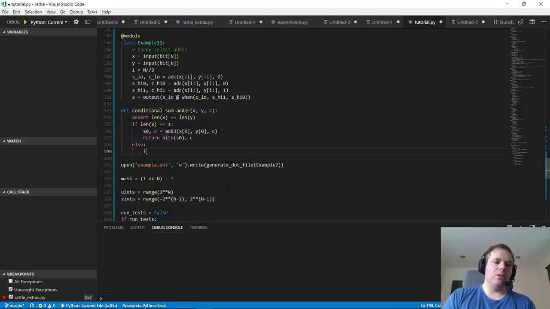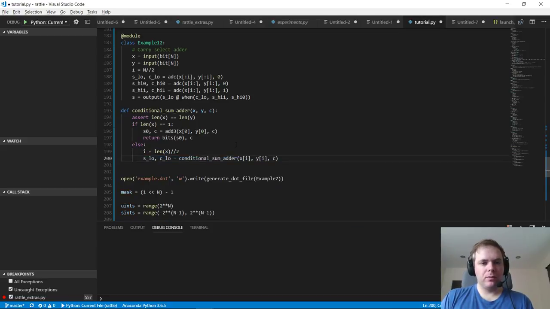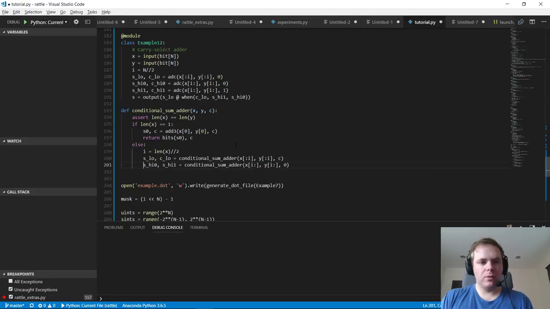And now for the general case, I'm going to compute the splitting point, which just has to be roughly halfway for the logarithmic delay thing to work out, and then I'm going to simply do what we did here, basically, without using our recursive function. So I'm going to do this for the input C. It's not right. So this is up to I, and this is from I. And then here I'm going to say 0. This should be C high 0. And then the same thing with 1.